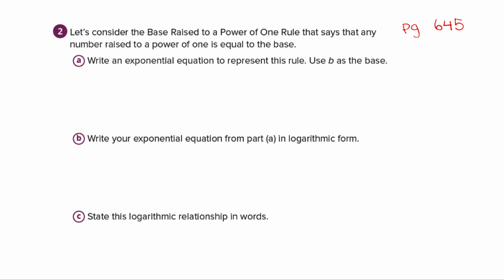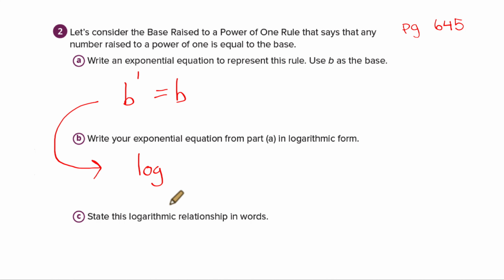Okay, let's go down to 2. Still on 645. Let's consider the base raised to a power of 1 rule that says that any number raised to the power of 1 is equal to the base. Let's write the exponential equation for that. Okay, I can do that. I like to write exponential first, right? So what does that mean? You have some base and you raise it to the first power. It's always going to equal the base, right? So now let's write that in logarithmic form. So b to the first power always equals b.